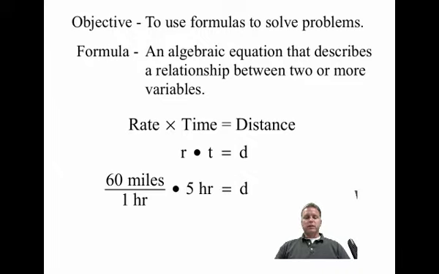So if we have 60 miles per hour and we drive for 5 hours, what's our distance? Well, we can cross out those units, and that leaves us 300 miles in 5 hours.